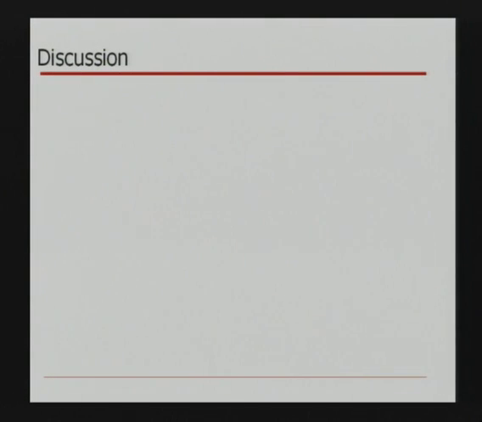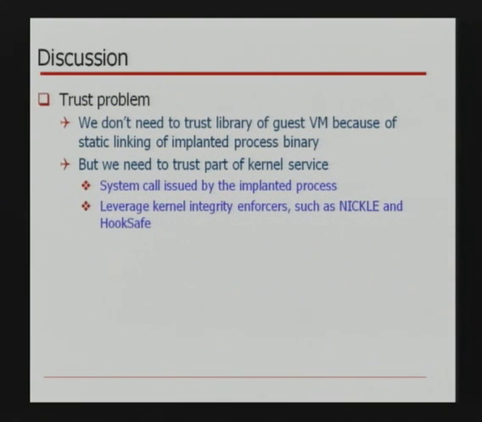Then we will give some discussion of our project. The first one is the trust problem. We don't need to trust the library of the guest VM because we statically linked the implanting process binary. But we need to trust part of the kernel services. If the implanted process issues some system calls, these system calls should be trusted. And we will leverage kernel integrity enforcers, such as NICKLE and HookSafe, to guarantee the integrity of the kernel.